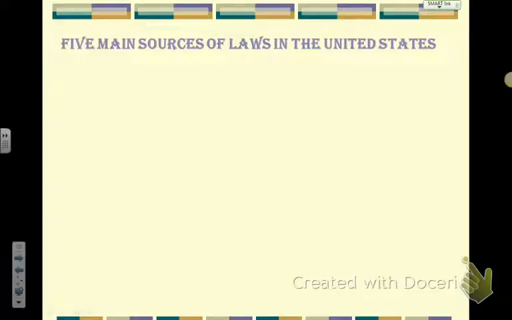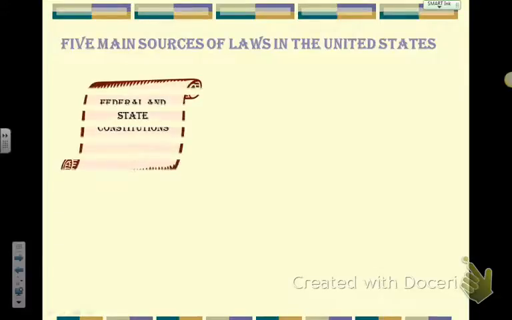Your notes, we left off talking about the 5 main sources of law in the United States. This is where our laws come from. We're going to talk about the 5 ways that we get our laws in the United States. The first is federal and state statutes.